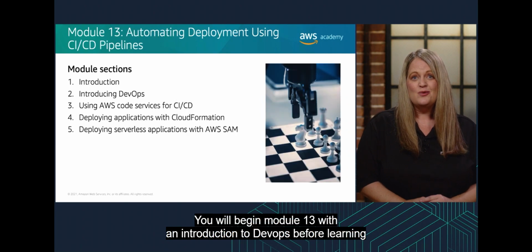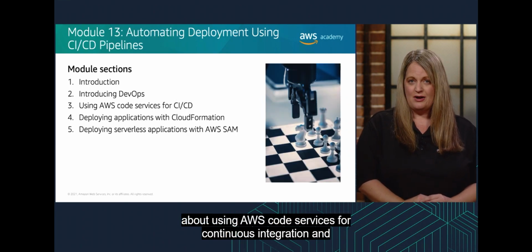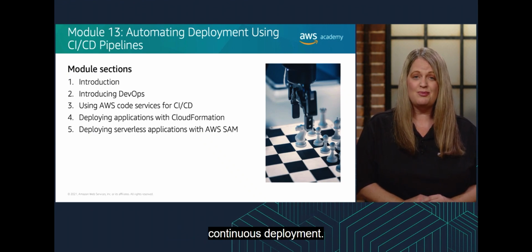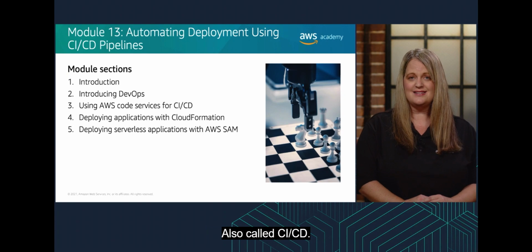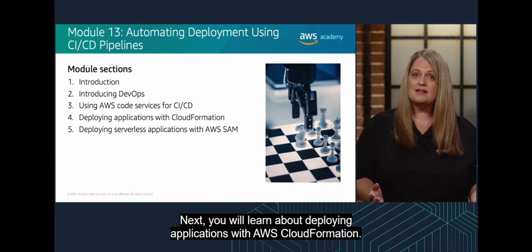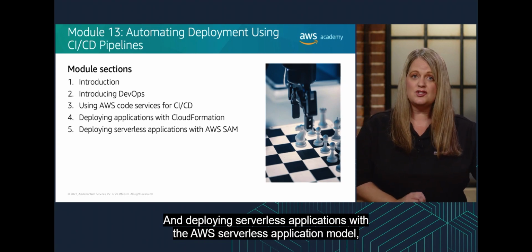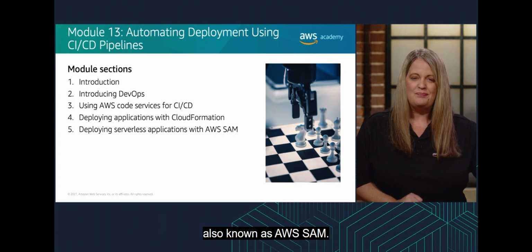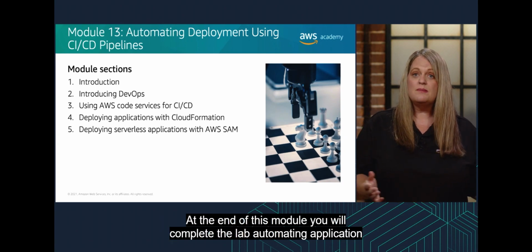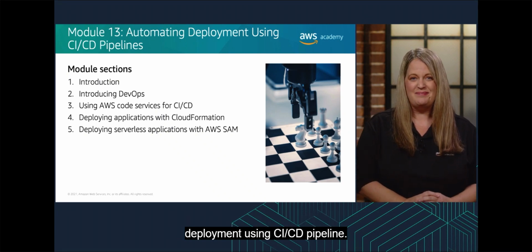You will begin Module 13 with an introduction to DevOps before learning about using AWS Code Services for continuous integration and continuous deployment, also called CI/CD. Next, you will learn about deploying applications with AWS CloudFormation and deploying serverless applications with the AWS Serverless Application Model, also known as AWS SAM. At the end of this module, you will complete the lab automating application deployment using a CI/CD pipeline.